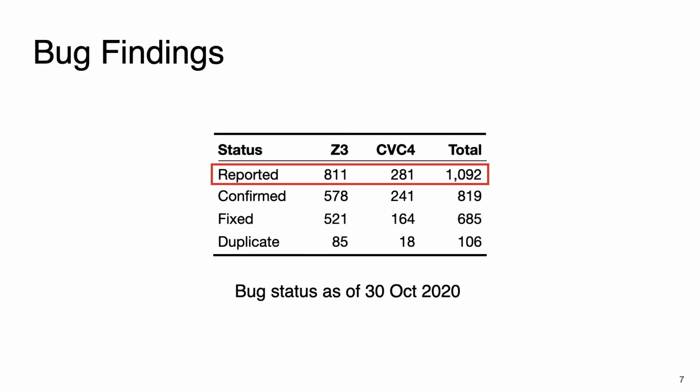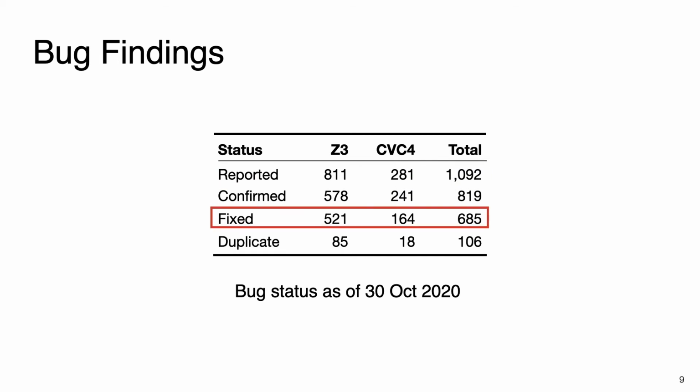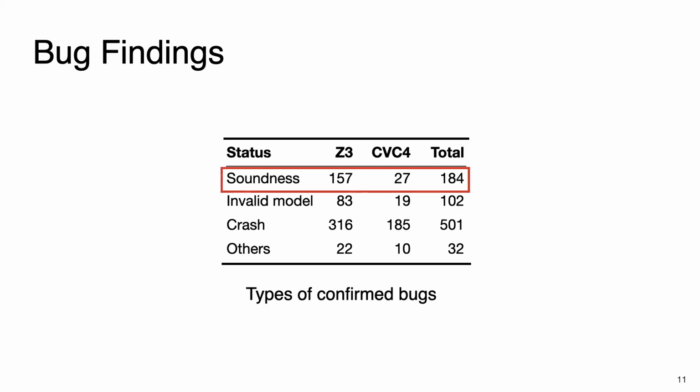To date, our bug-finding campaign with OOPSLA found more than 1,000 latent unique bugs, which we reported to the respective bug trackers of Z3 and CVC4. Out of these bugs, over 800 were confirmed, and over 700 are already fixed by the developers. Among the confirmed bugs, 184 bugs are soundness bugs.